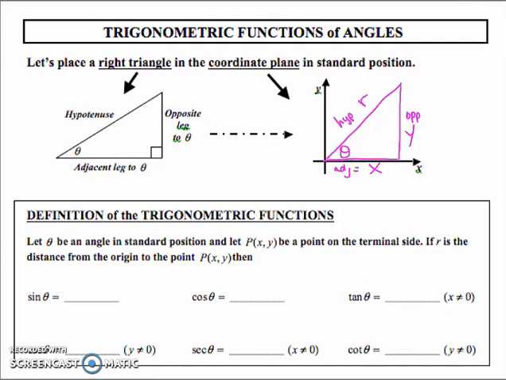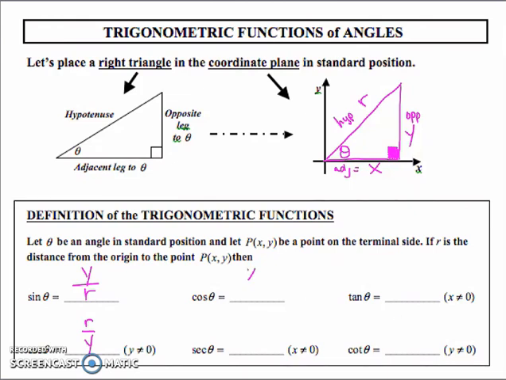We already know by SOHCAHTOA our 6 trig functions, but now we're going to write them in terms of this right triangle here that we just drew in the coordinate plane. So we're going to be using x, y, and r as our sides. The sine of theta then would be opposite over hypotenuse, y over r. Cosecant would be the reciprocal of that, so that would be r over y. Of course, we have one situation that we have to be concerned about here, and that is that y cannot equal 0 because otherwise cosecant would be undefined.